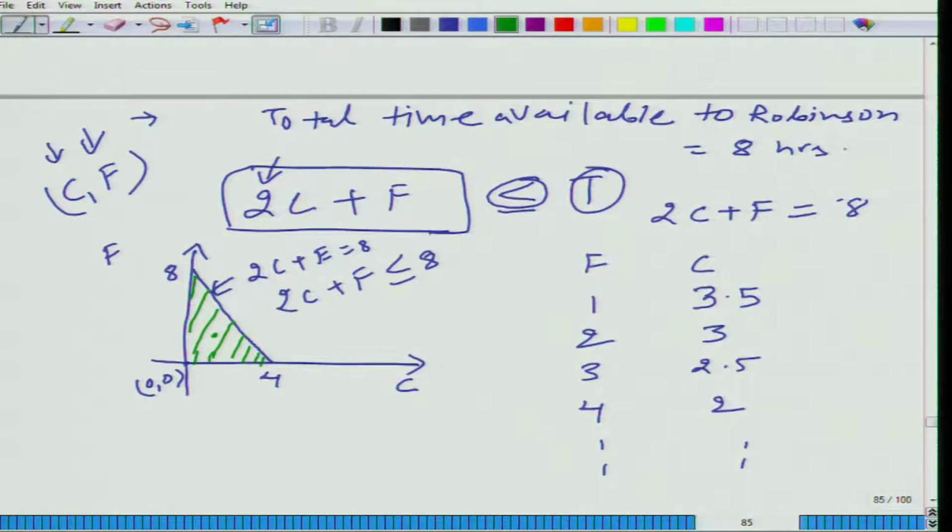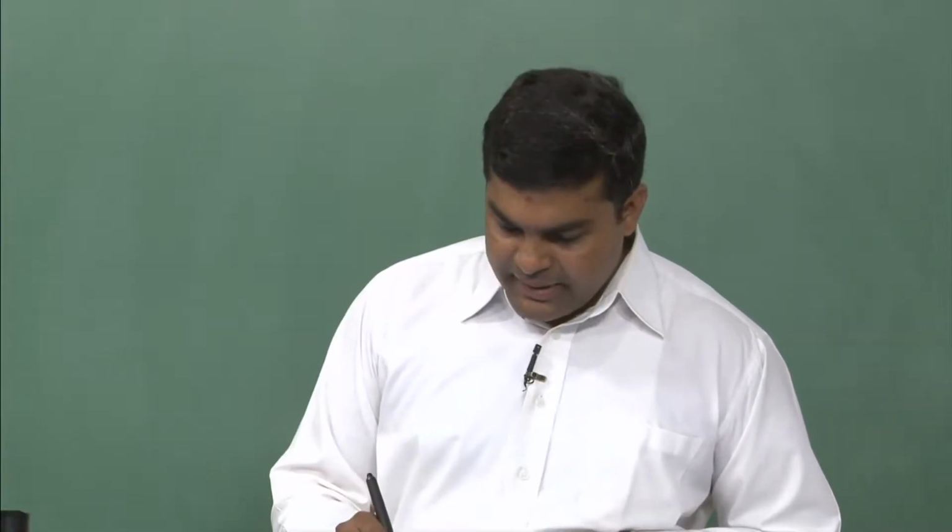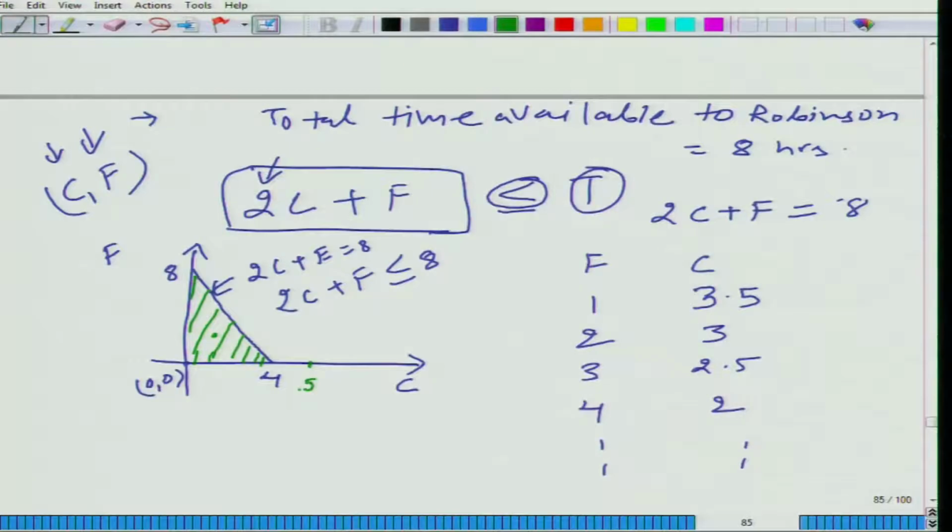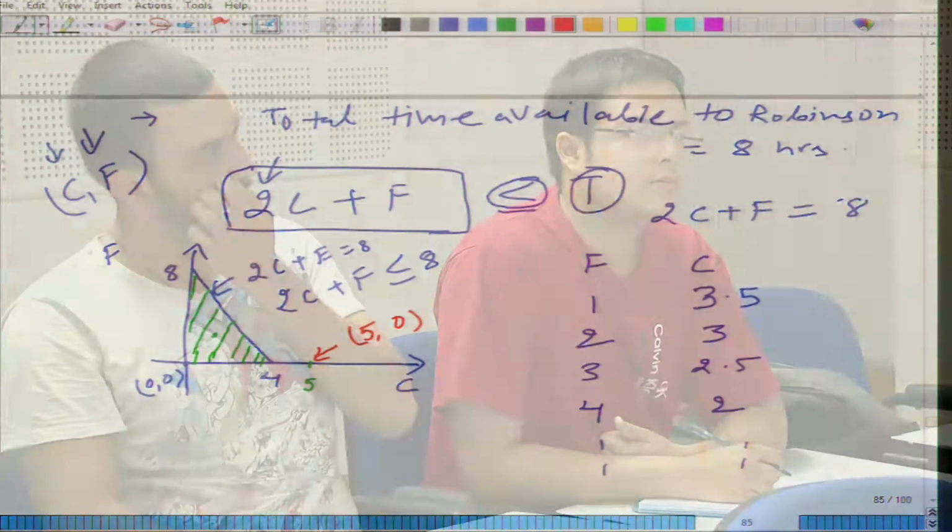And how about a bundle outside this triangle? Let us take a bundle here. This green point, what does it indicate? Which bundle does it indicate? It indicates the bundle 5 comma 0, 5 units of coconut and 0 units of fish. To gather 5 units of coconut, how many hours do you need? 10, and that is not feasible given the budget here.